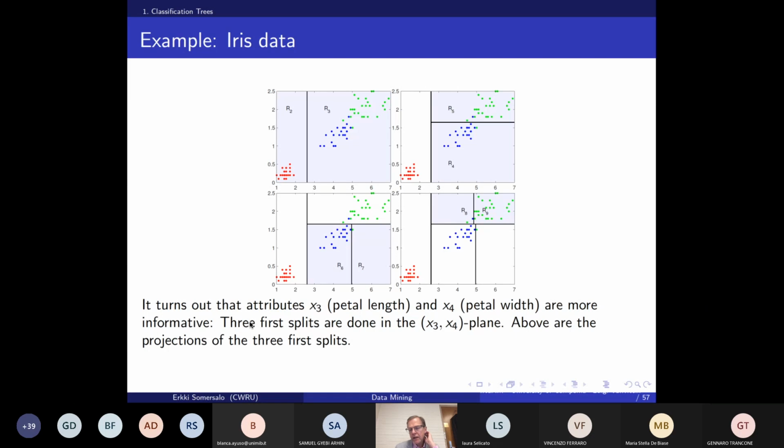So the attributes x3 and x4, petal length and petal width, are maybe the best separating attributes. Those are the most significant attributes here. And so it is possible for me to visualize this data by showing how this algorithm is working. This is a two-dimensional projection of the data, in the x3, x4 plane. When I find the optimal split, it turns out that the optimal split is this one here.